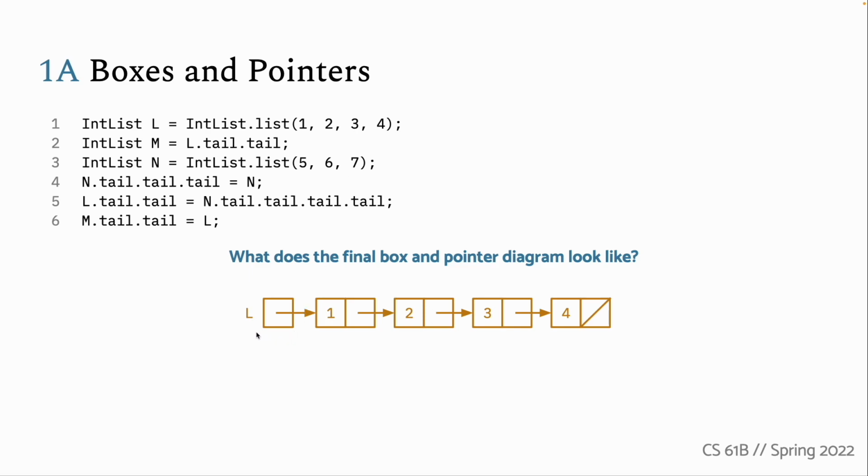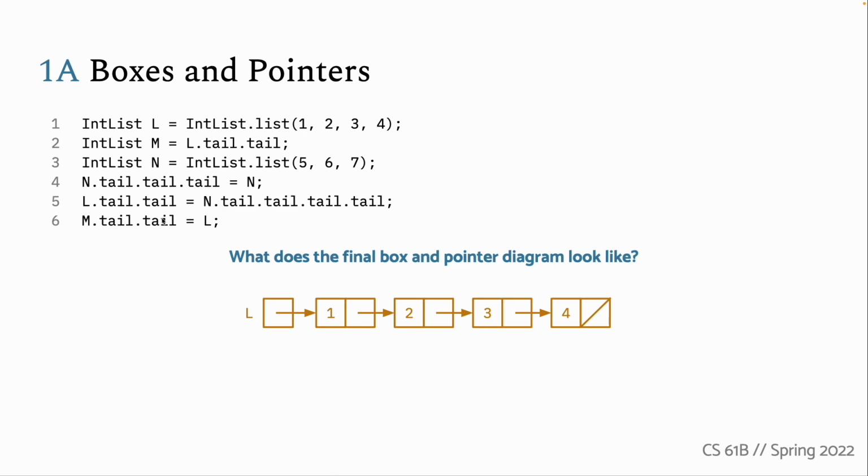We have this L right here that's pointing at 1, 2, 3, and then 4. The 4 is pointing at nothing, which we symbolize by crossing that box. It's a null pointer. Now we want IntList M to point at L.tail.tail. So it's really easy in these problems to end up with off by 1 errors. The best way, in my opinion, to avoid that is to make sure you're thinking of the objects in terms of pointers rather than in terms of the objects themselves.